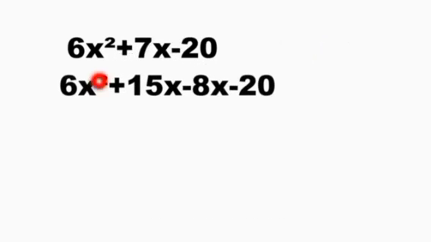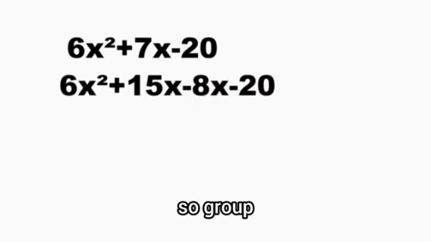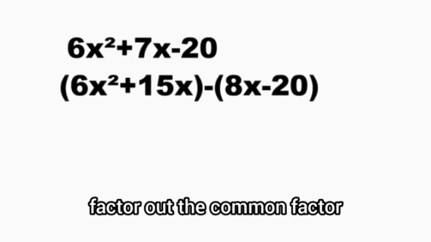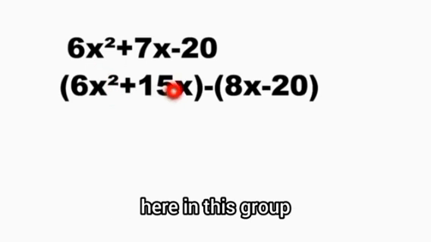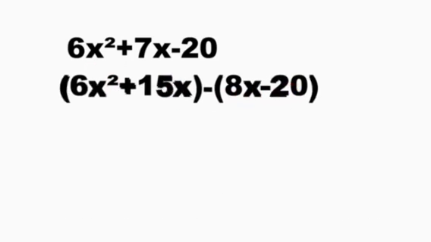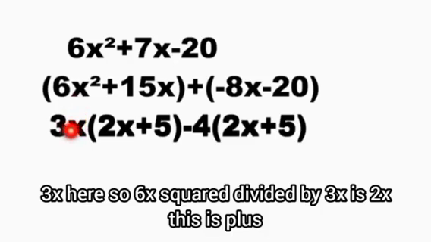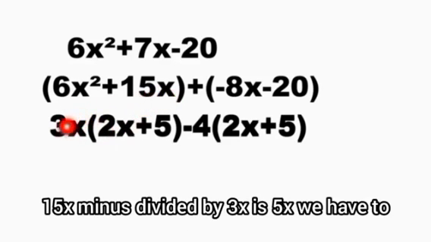So let's use this one. We have here 6x squared plus 15x minus 8x minus 20. So group. We have to factor out the common factor in this group and in this group. So we factor out 3x here. So 6x squared divided by 3x is 2x, and plus 15x divided by 3x is 5.